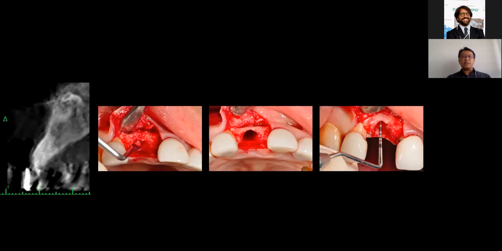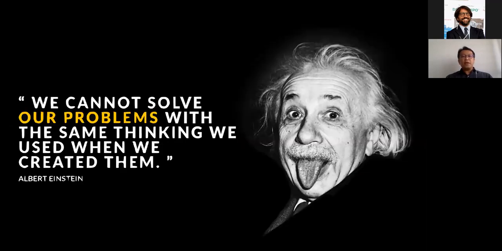For some reason, the patient has waited such a long time to decide to do his implants. And this is a situation the patient has to deal with. It is very disheartening, especially when they've gone through so much. So we have to change the way we think.